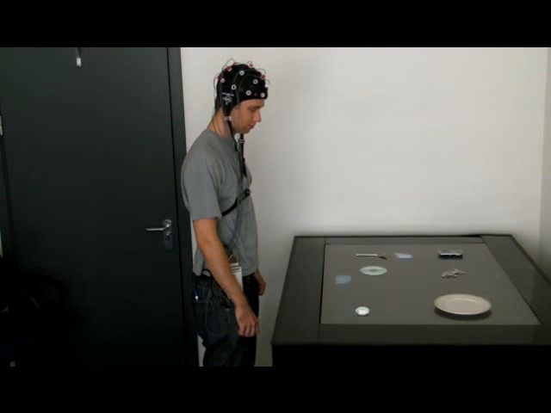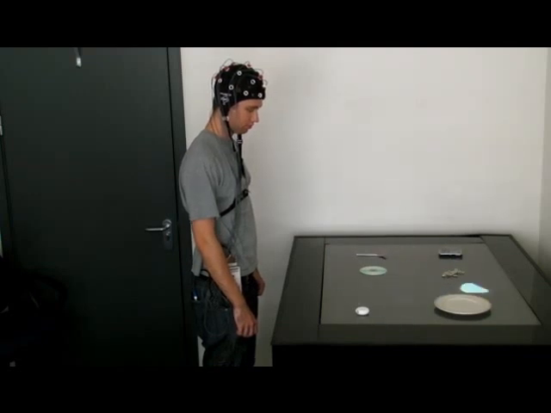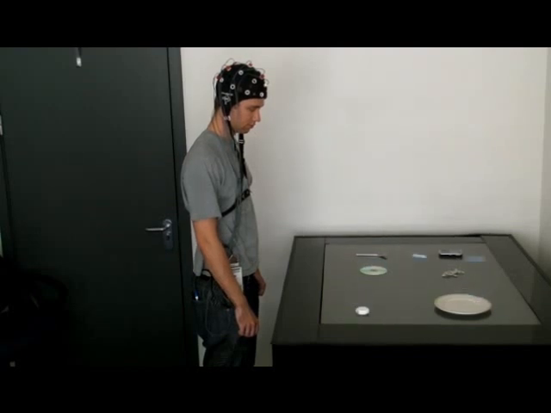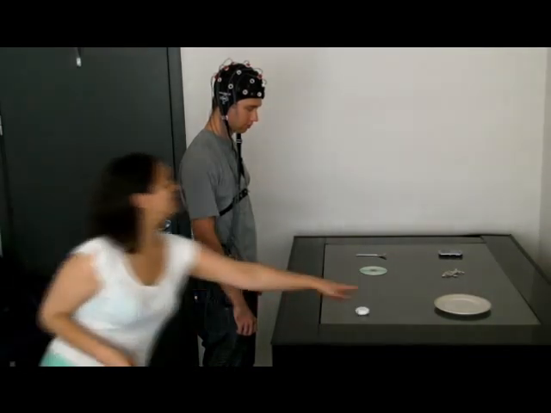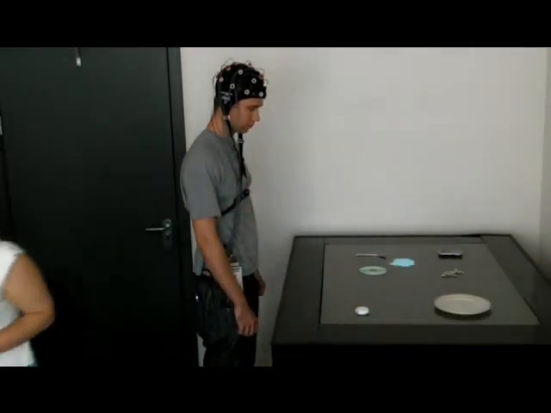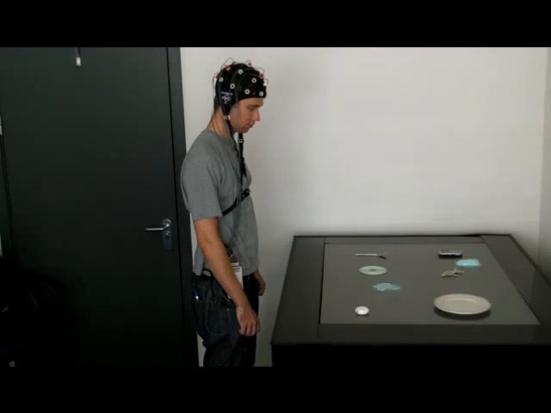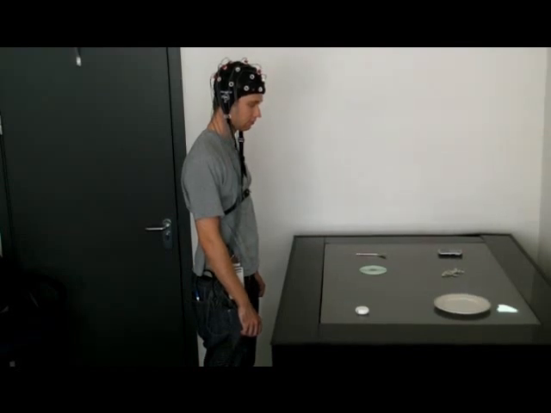There are 36 flashing blobs in total, and each one will flash 8 times per set. At the end of the set, the user will receive feedback as to which object has been identified. The white object has been correctly identified as the object the user was attempting to select. Another set begins. This time, the user will be identifying the plate.